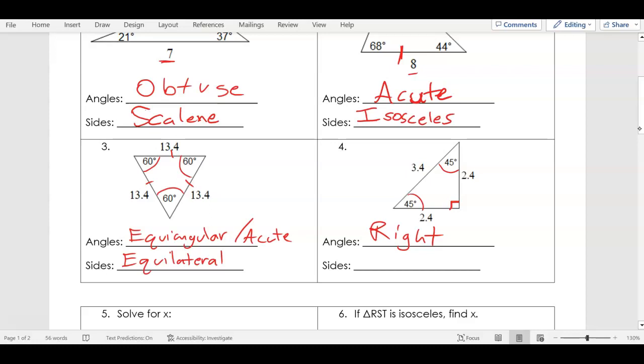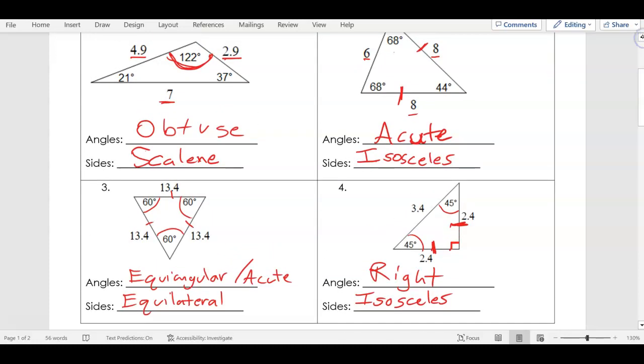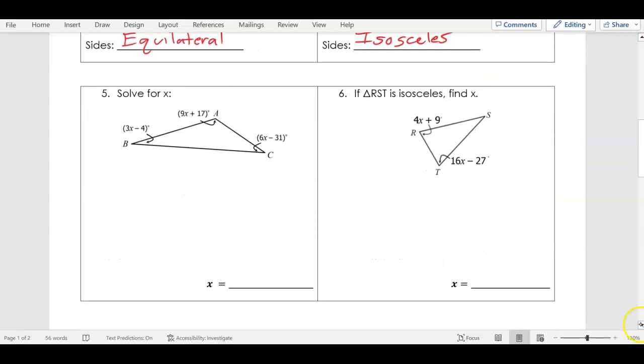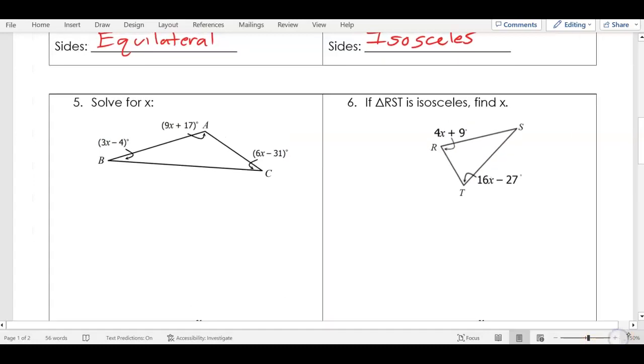All right, and then let's look at those sides. So on the sides, I see I have 2.4 and 2.4. I have two congruent sides. Oh, that means it's going to be isosceles again. Cool. So you should be able to classify triangles by their sides and angles. Not too hard, okay? All right, number 5 and number 6.